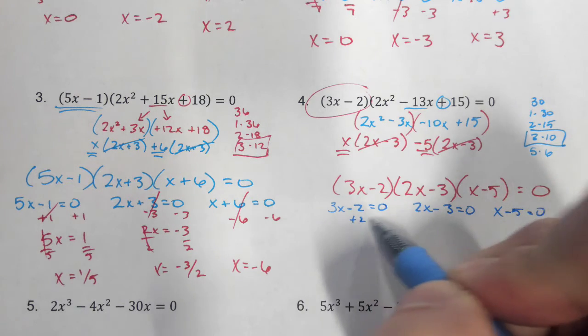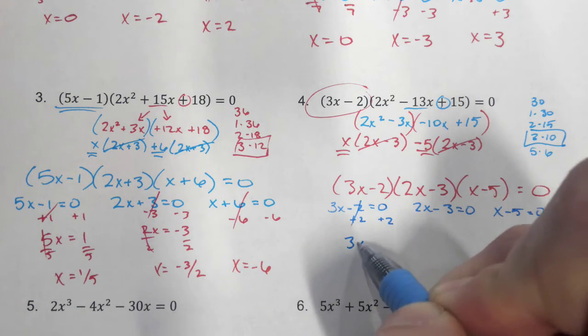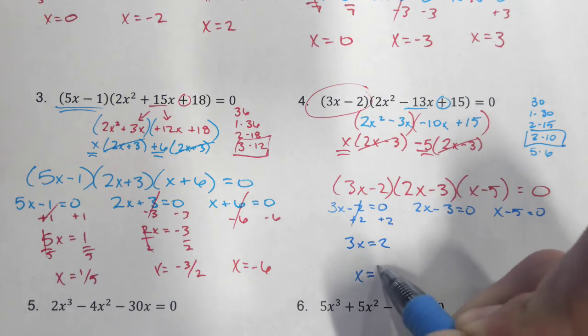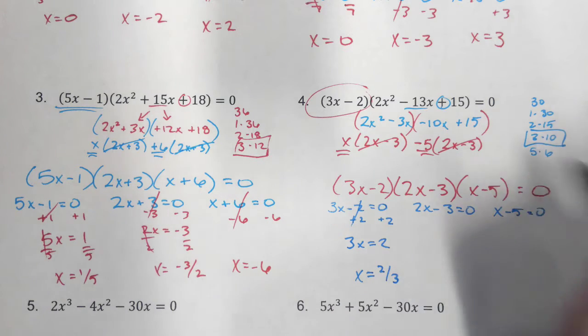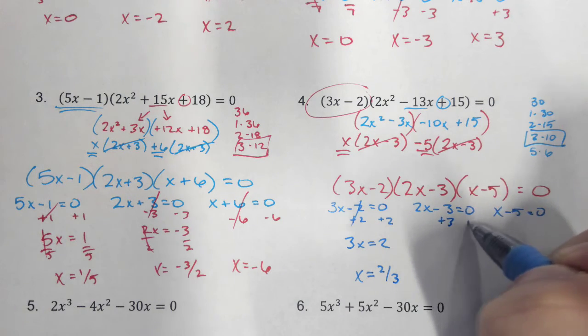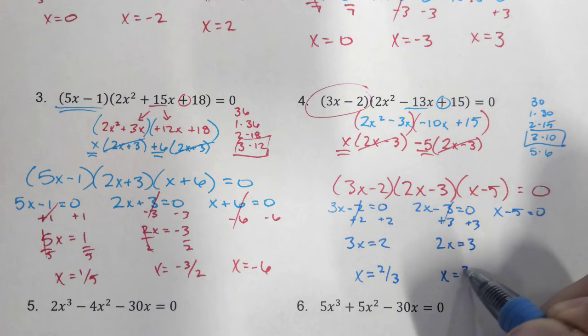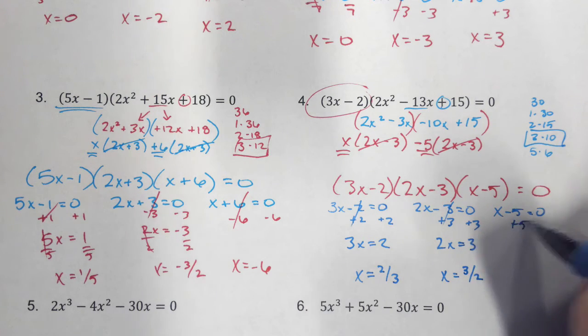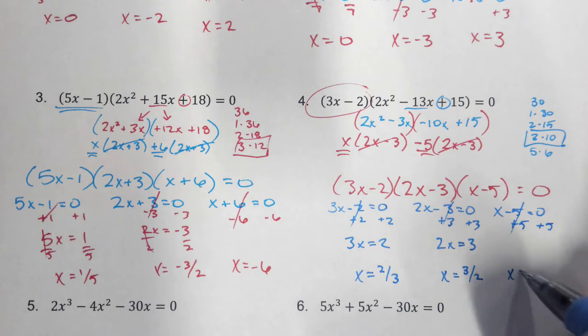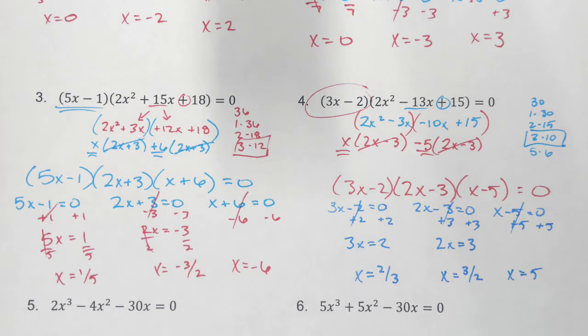So that we would add 2, 3x equals 2, divide by 3, and x is 2/3. On this one, add 3, 2x equals 3, divide by 2, and x is 3/2. And on this one, just takes an addition of 5, and x equals 5. Excuse me. So there you go, 3 solutions to those.